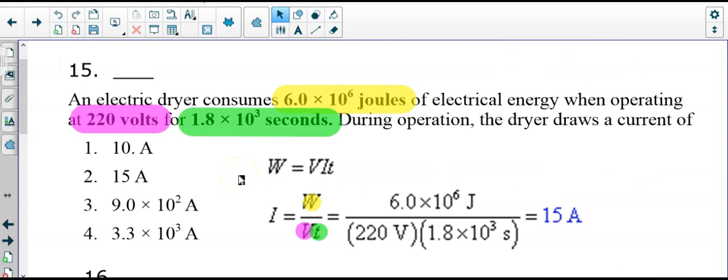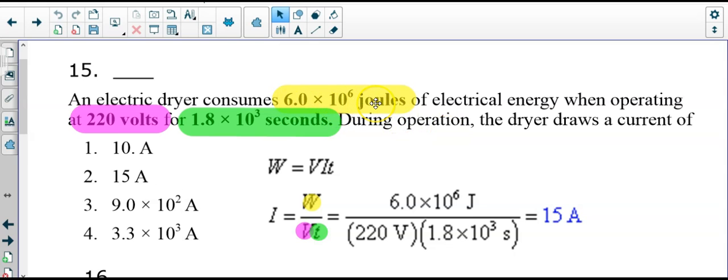In problem 15, an electric dryer consumes 6 times 10 to the 6 joules of electrical energy when operating at 220 volts for 1.8 times 10 to the 3 seconds. During operation, the dryer draws a current of how many amps? Well, first of all, what information is given here?